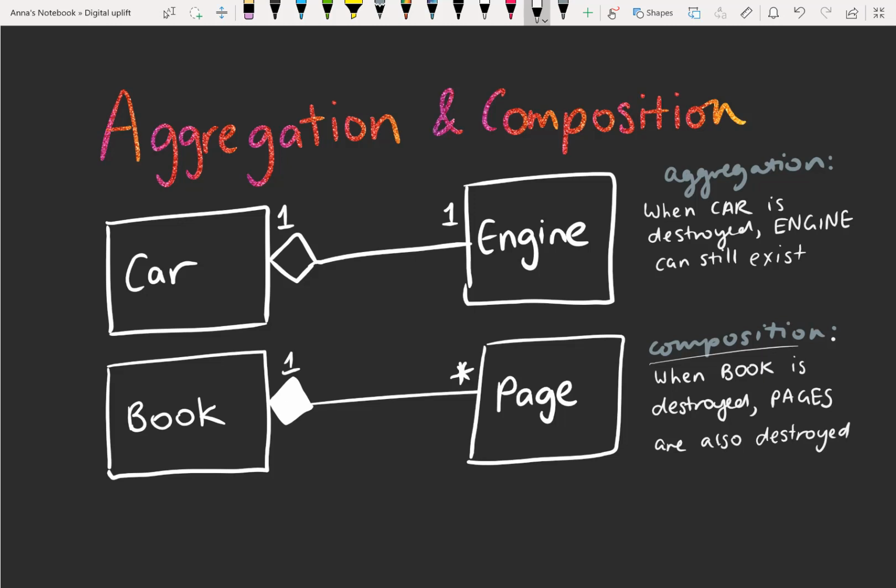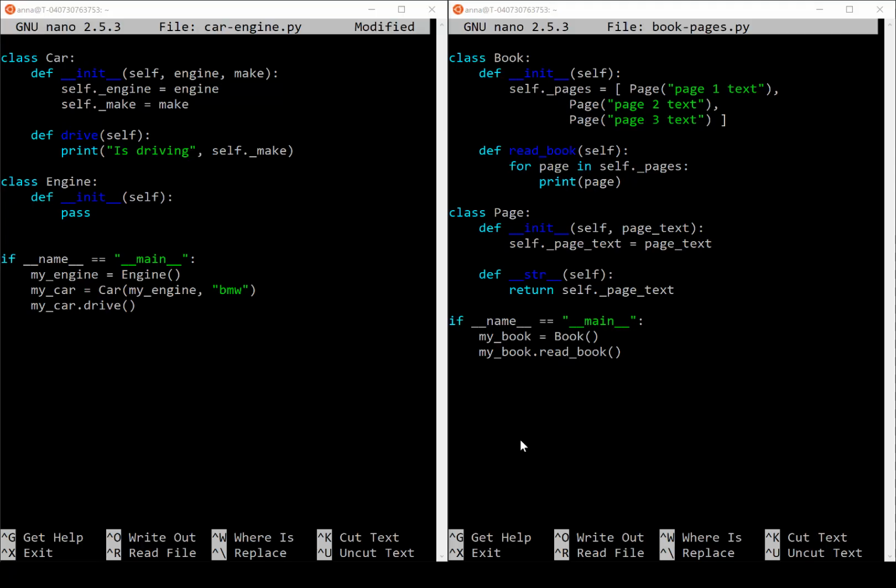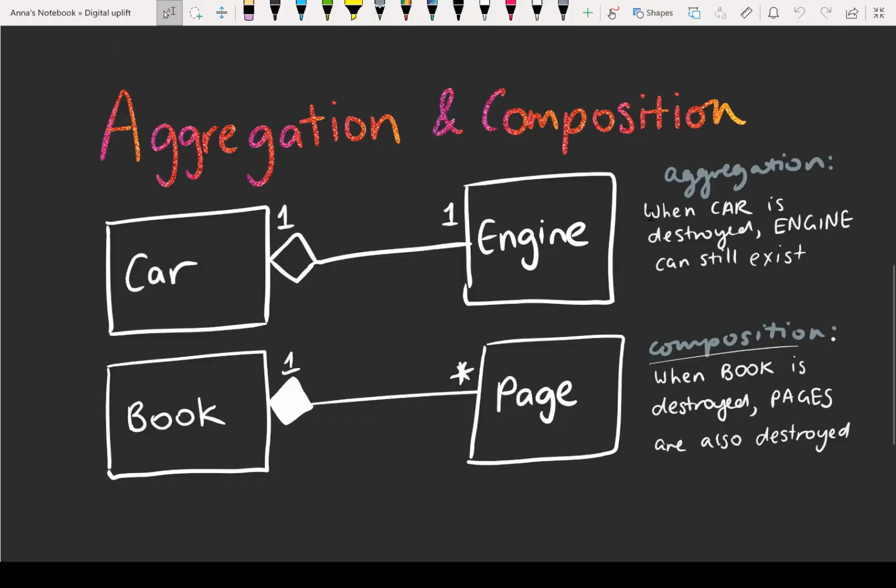Okay, let's look at some Python code for this car and engine and book and page example to see what the differences of aggregation and composition are when it comes to the code. Here I have some code for the car and engine example on the left and the book and pages example on the right. Recall that a car and engine is an aggregation relationship, meaning that when we destroy the car, the engine can still exist, and that book and page is a composition relationship, where when we destroy the book, all of the pages are also destroyed.